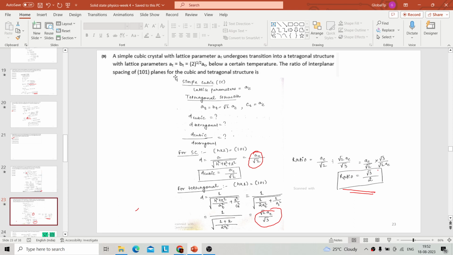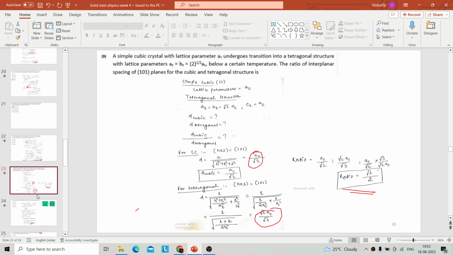Some problems are like the ninth problem, where simple cubic values and tetragonal structure values are given, and you have to take the ratio of the interplanar distances. For that you have to calculate the interplanar spacing formula for both crystal structures separately and follow it.